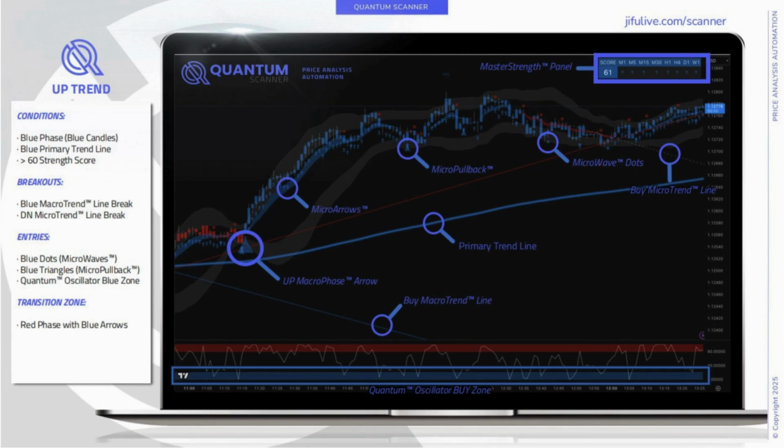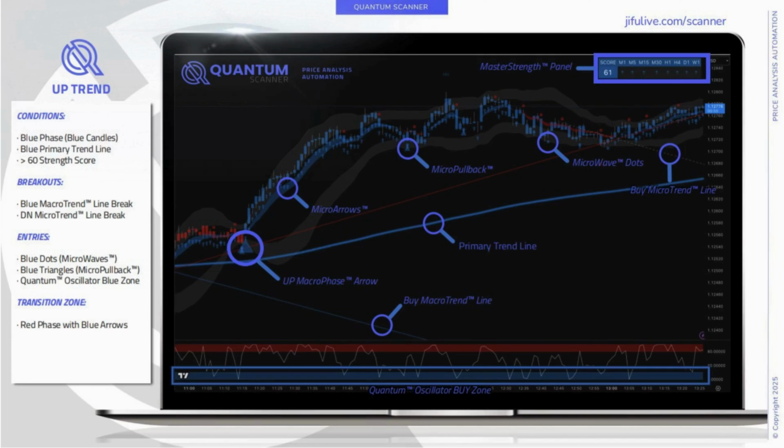Look for blue triangles, which indicate micro level pullbacks in the market before the trend continues. You could also utilize the quantum oscillator blue zone to identify times where price has pulled back against the trend, indicating that price is optimal for continuations.